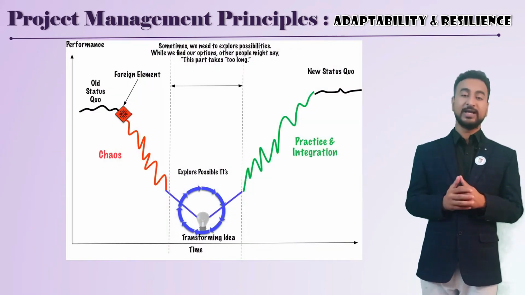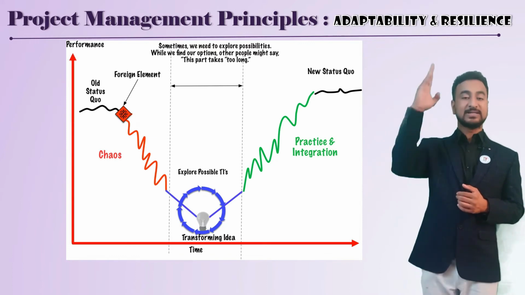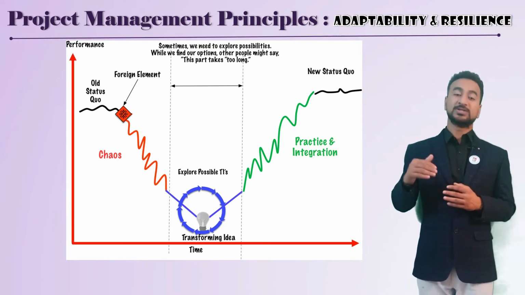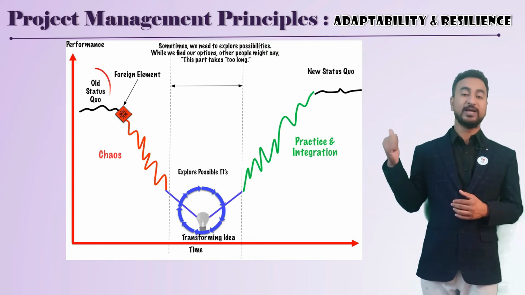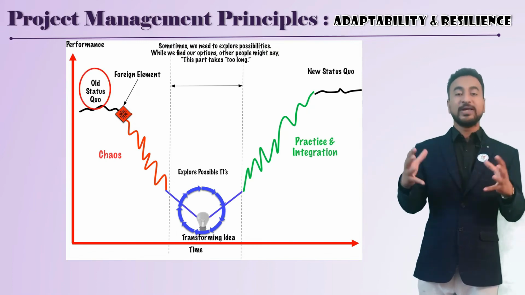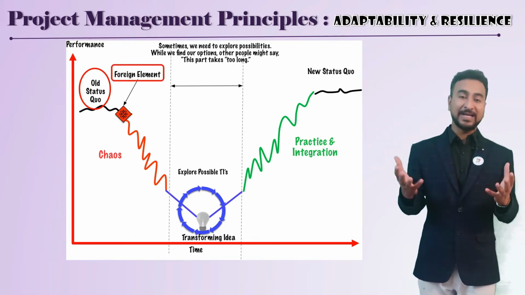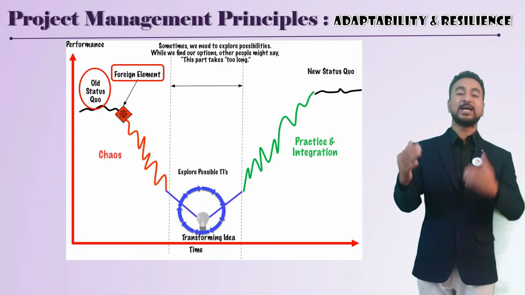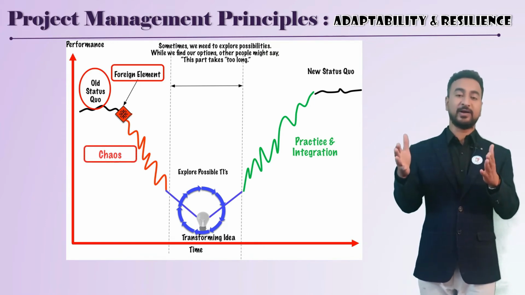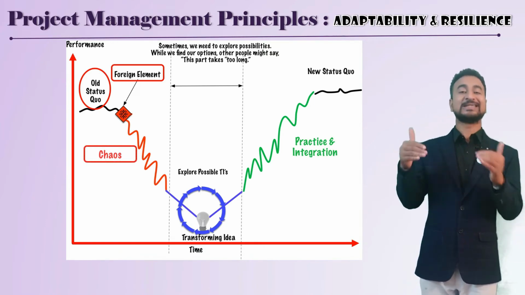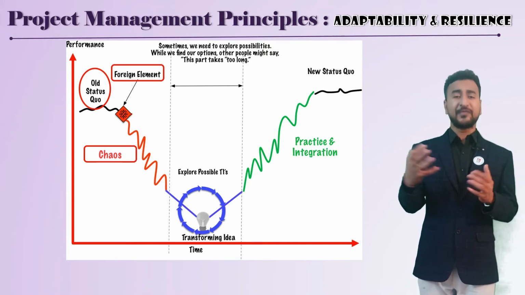As you see over here, there is an x-axis that indicates your timeline and a y-axis that indicates your performance. Suppose there is an old status quo, in which you are doing your regular things. Then some foreign element impacts it. That foreign element may be anything, like the COVID pandemic, and your performance deteriorates from your regular or optimum level.